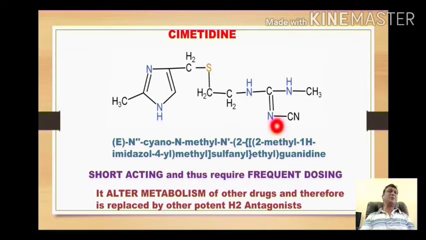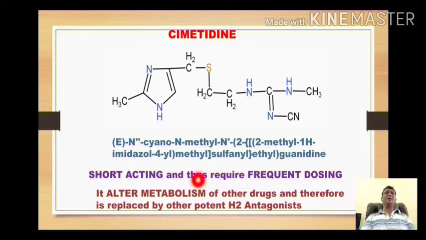Now due to presence of this double bond, this compound exists in its geometric isomeric forms, that are Z and E. Now the therapeutically effective Cimetidine is the one having the E configuration. That means the group of higher priority on this carbon and the group of higher priority on this nitrogen are in opposite positions to each other. That's why this compound is called having the E configuration.